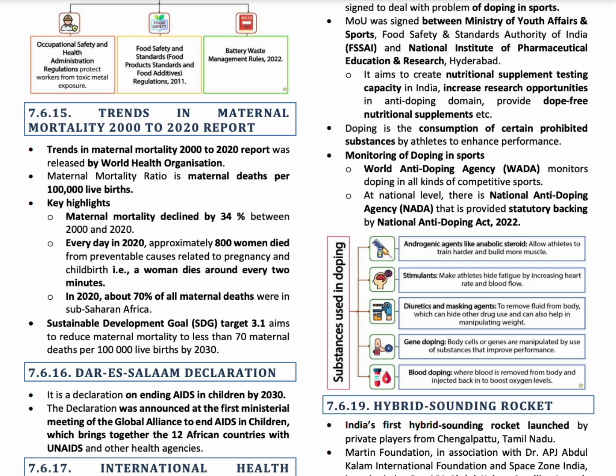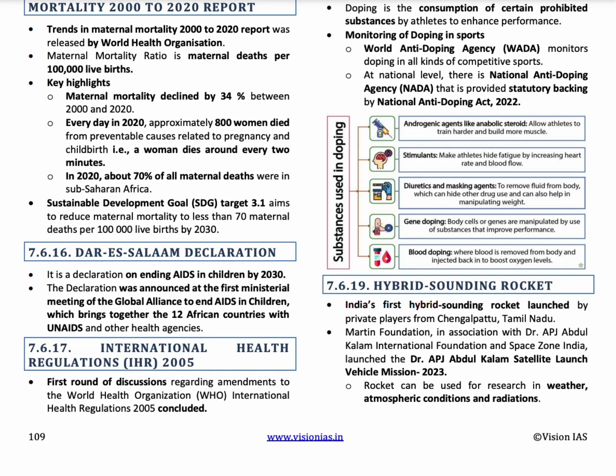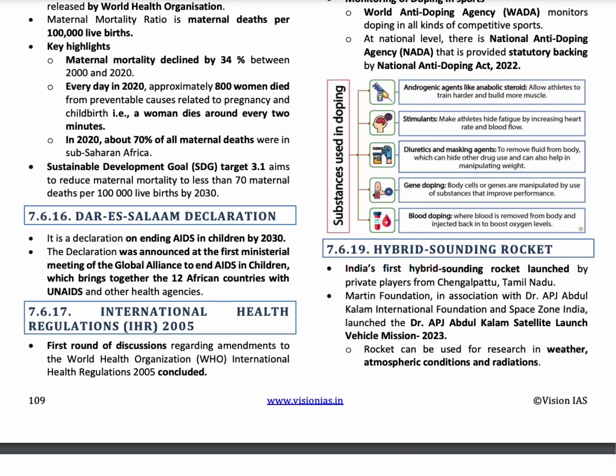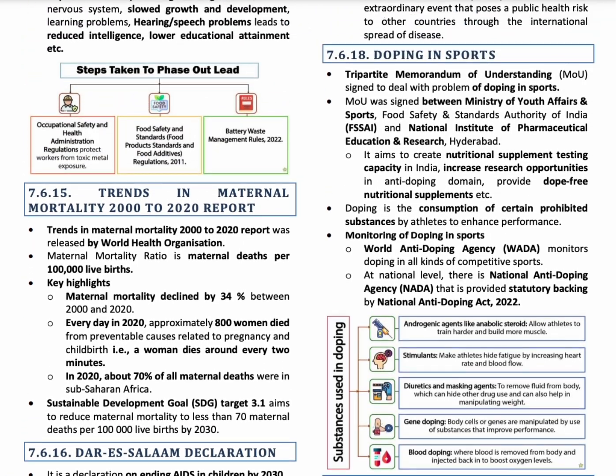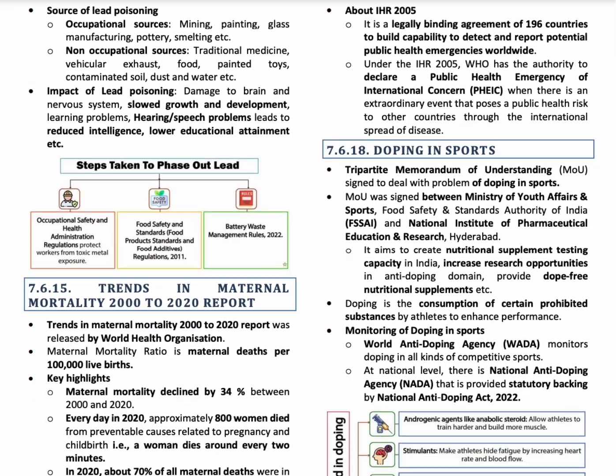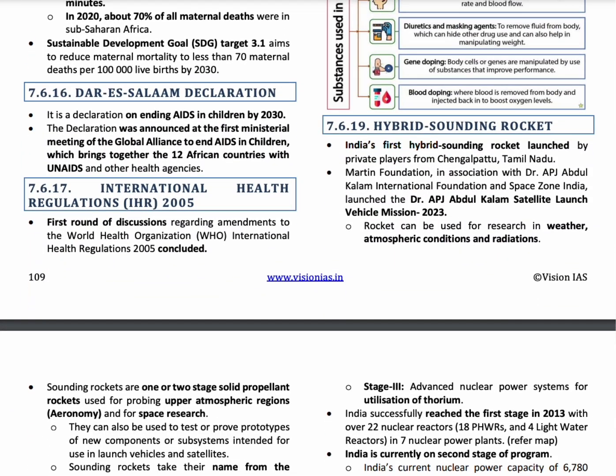The next topic is Dar es Salaam Declaration. So it is a declaration made by 12 countries to end AIDS in children by 2030. The next topic is International Health Regulations 2005. So it is a legally binding agreement of 196 countries to build capability to detect and report potential public health emergencies worldwide.